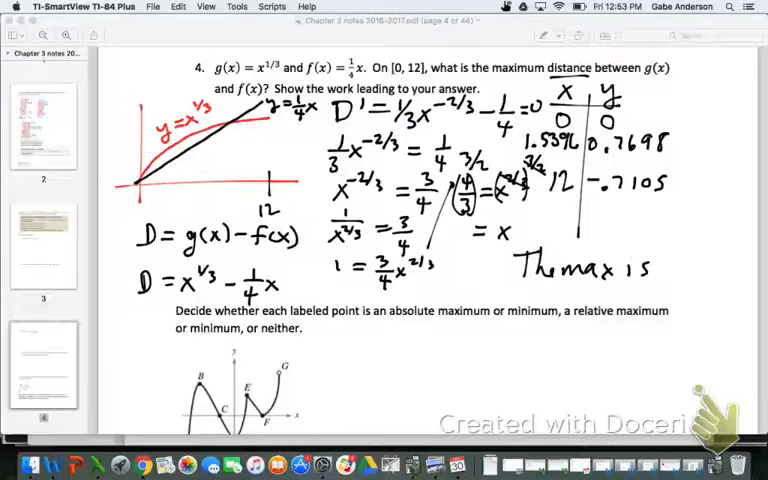So the fact that that's negative, I'm not too concerned about it, because remember we're talking about distance, right? So what is the absolute value of that? It's of course positive 0.71. Isn't the distance at 1.5396 still bigger? So I'd say the max distance is 0.7698. Okay?